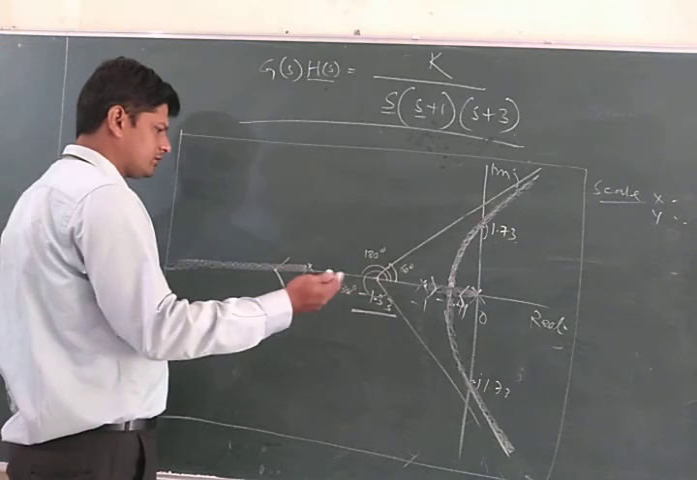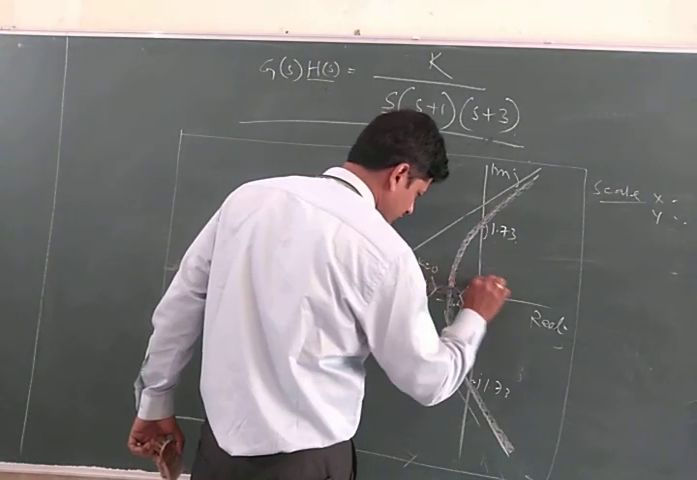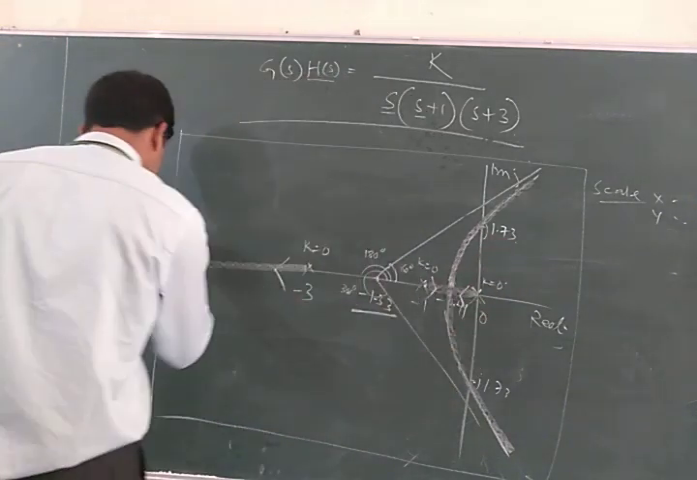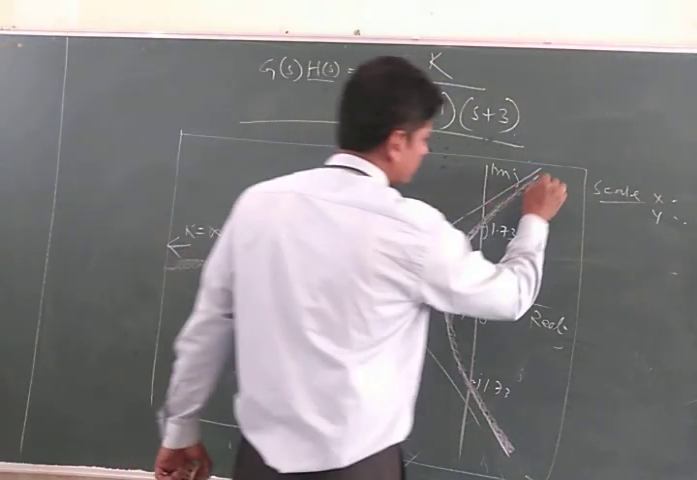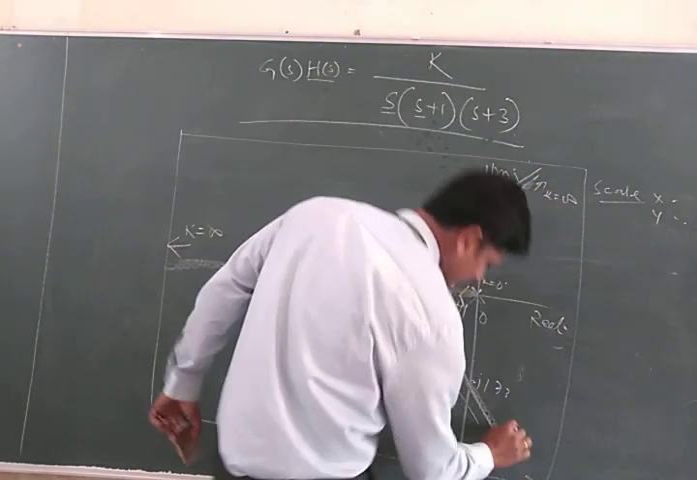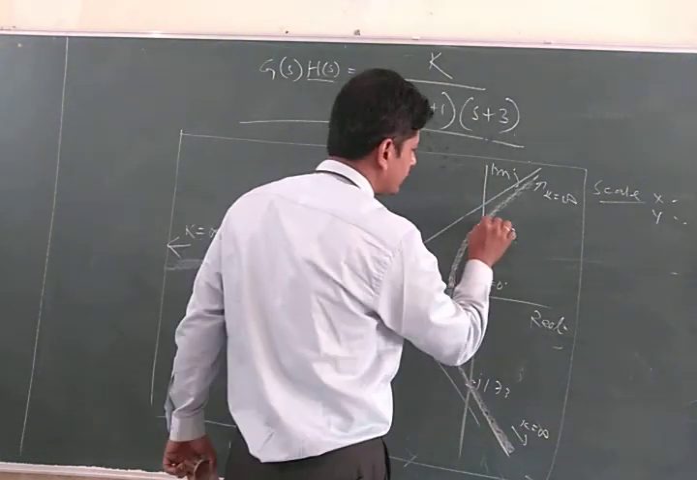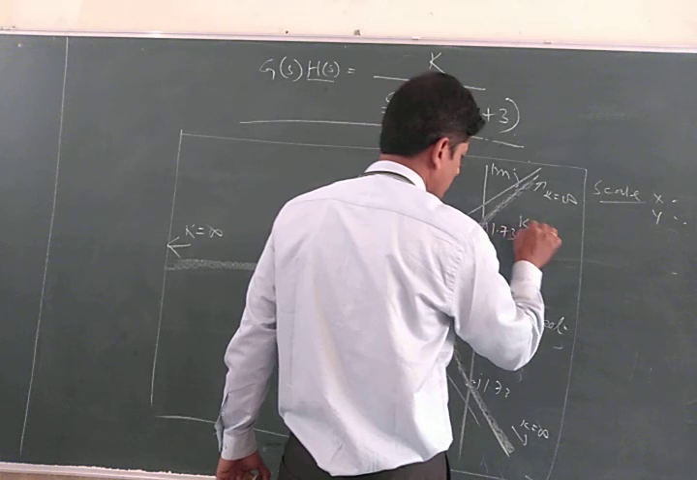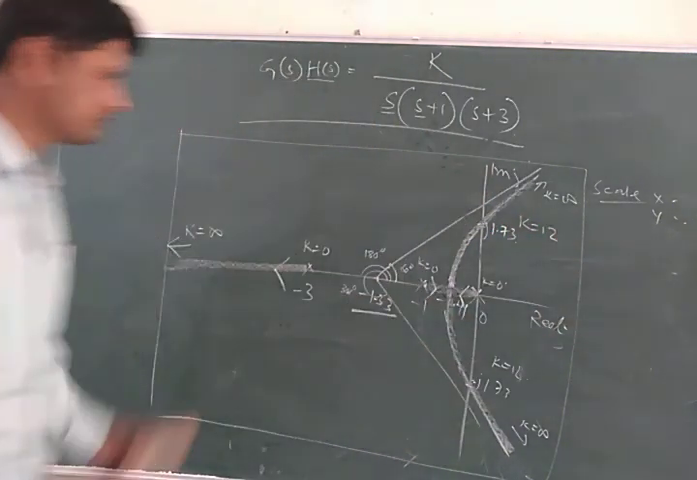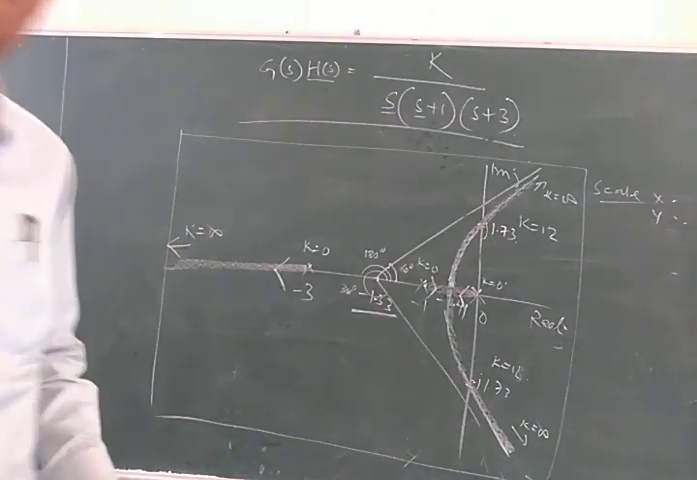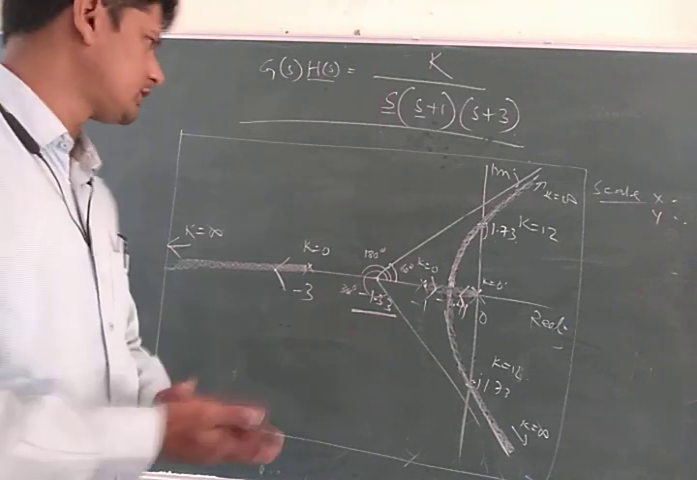As the second part, we have to mention here that K equals 0 at the open loop poles, and at infinity K equals infinity. Here also K equals infinity. In this section K equals infinity, and at the crossover point we already found the value K equals 12. If we write all these things, then this is complete. Okay, this is all about root locus drawing. Hope you understand. Thank you.